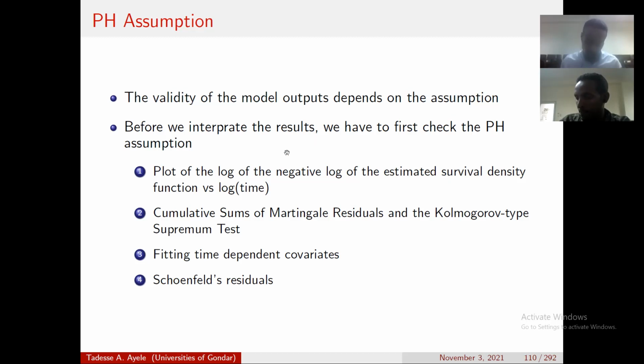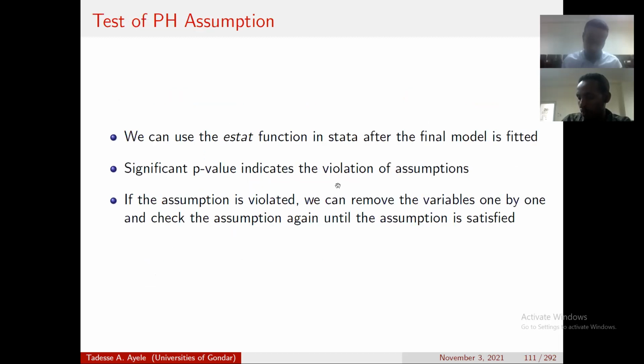Now, the advantage of semi-parametric over the non-parametric one is that we can include as many covariates as possible simultaneously. So we can compute an adjusted hazard ratio, so that we can control possible confounders at the analysis stage. In doing so, before we interpret the results from Cox regression, we have to test the assumptions.